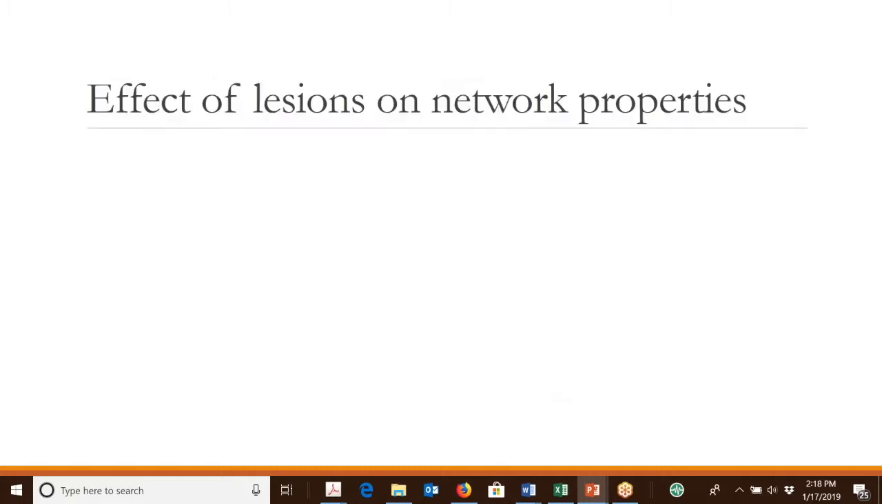Okay, so what we're interested in understanding are the effects of lesions on network properties. Let me tell you a little bit about previous work that's been done on this.